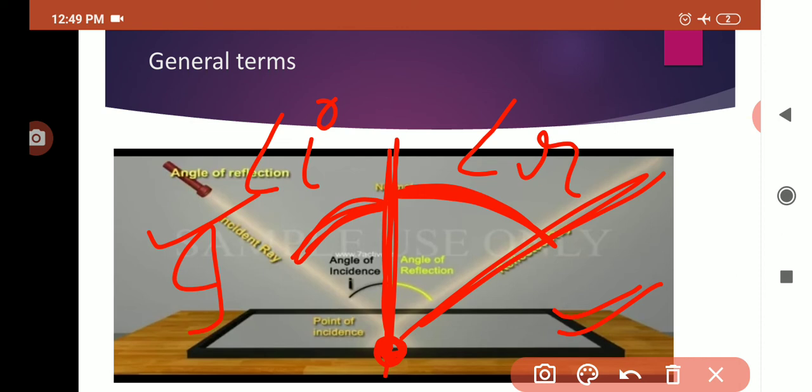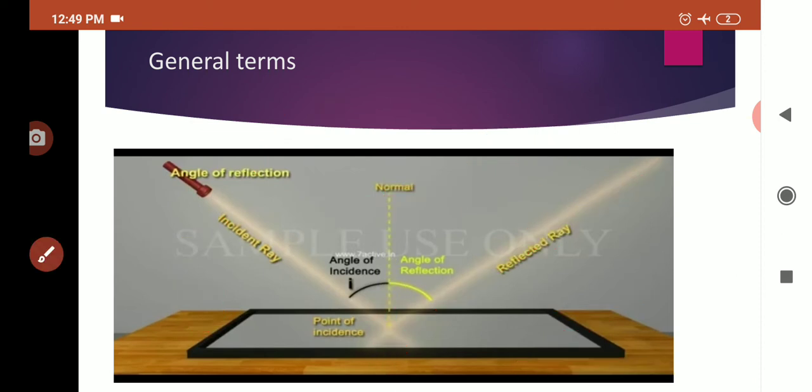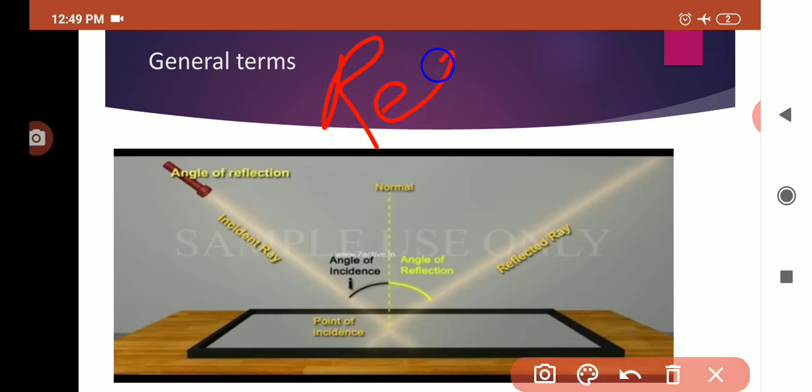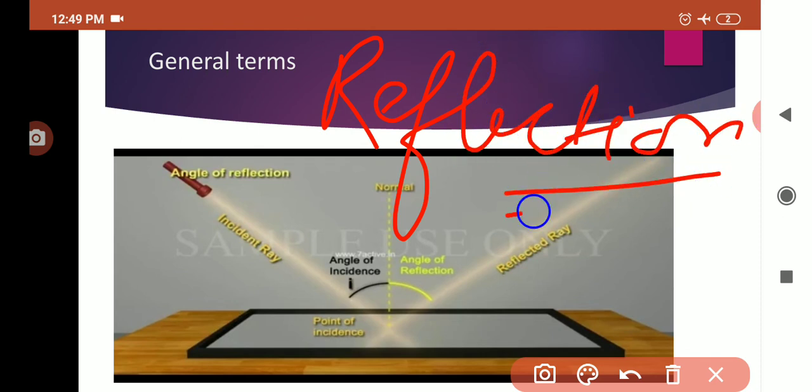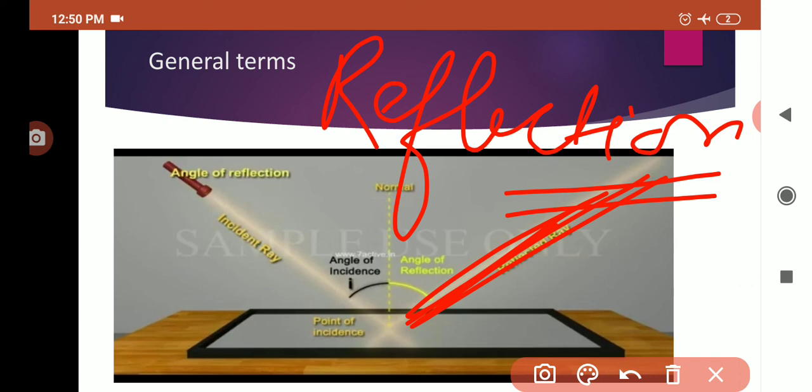Okay, so in this video what have we learned? We have learned the concept of reflection. What is reflection? Bouncing back of light is known as reflection. So reflection is when a light is coming and it hits a surface and goes back into the same medium, then this process is known as reflection. And the light ray which is reflected back is known as reflected ray. And these were some of the general terms related to reflection.